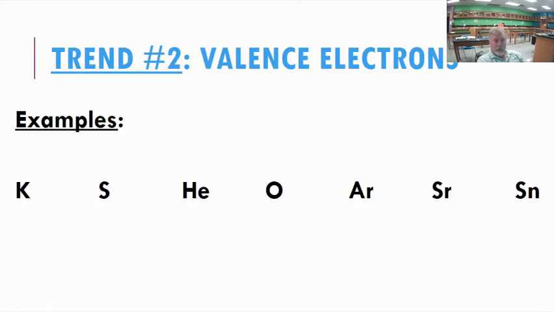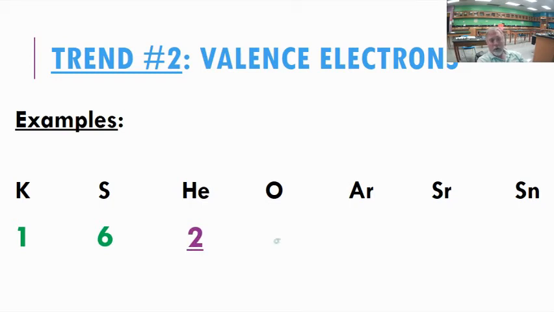So let's look at some examples. If we look at potassium, I want you to see if you find potassium in your periodic table, you're going to see it's in column 1, group 1. It has 1 valence electron. If you look up sulfur in your periodic table, you can see it's in group 6. So how many valence electrons? 6. Helium is in group 8. That's our exception. Helium only has 2 valence electrons.